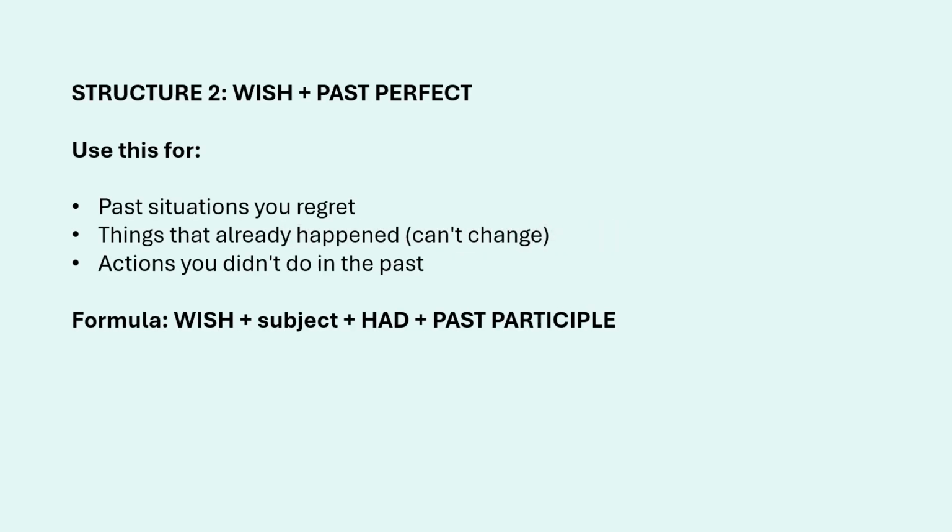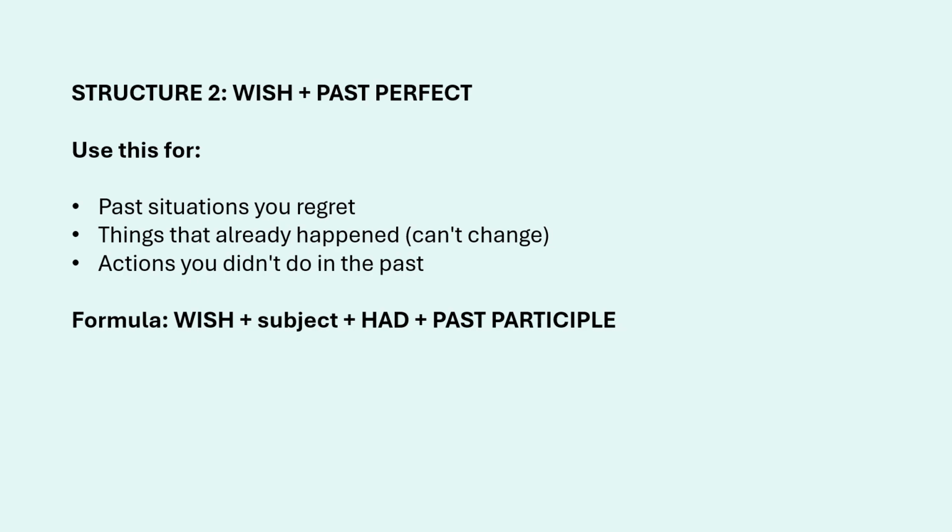Type 2. Past wishes. Structure: wish plus past perfect. Use this for past situations you regret. Things that already happened, can't change. Actions you didn't do in the past.